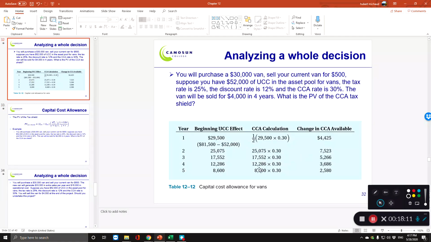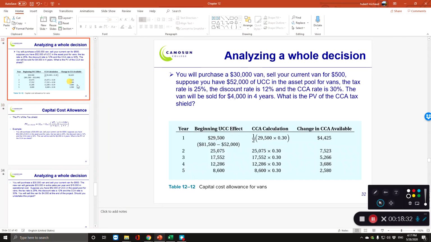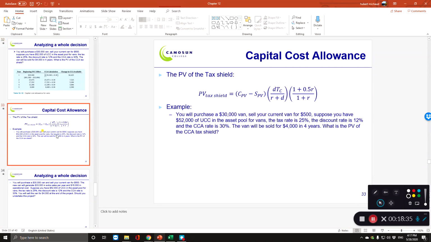So using this example, how would we do that? Pretty straightforward. The asset class would go up by 29,500 at the beginning. The asset cost, the asset class pool will go up by 30,000 minus 500. The salvage value is $4,000. Oops, it's here too.